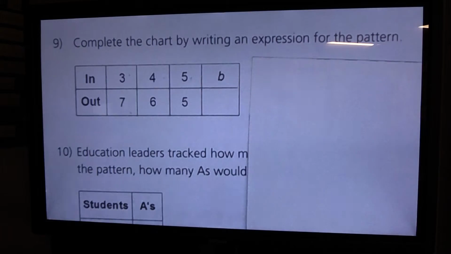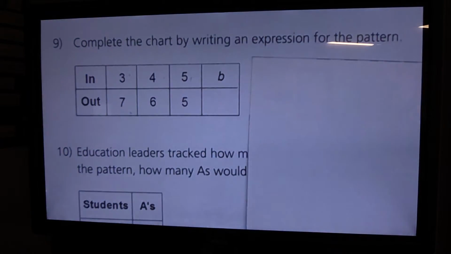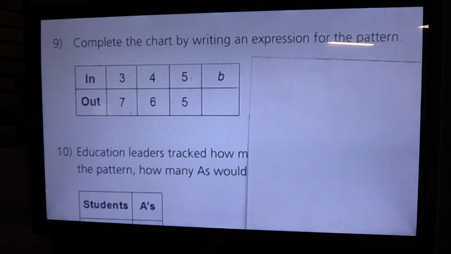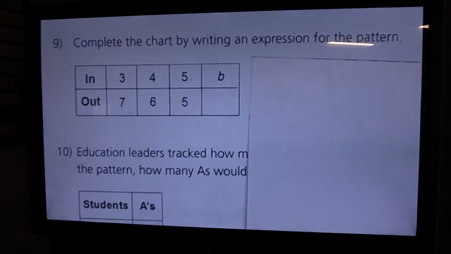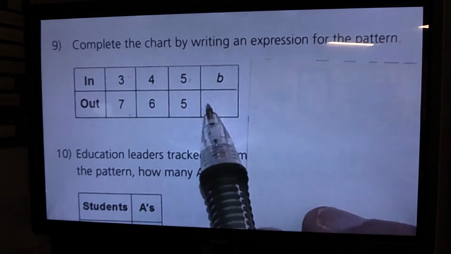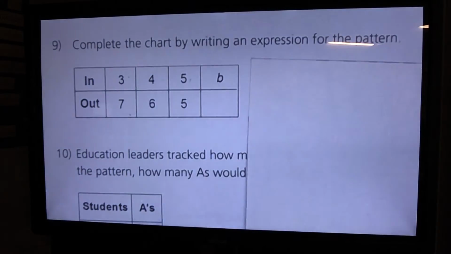Now, there's another way to look at it, if you want to figure out b. Let's say that b equals 6. What will our out be? 4. If b equals 6, our out would have to be 4. If b equaled 2, what would our out have to be? 8. So it looks like, in order to figure out what would go here, we have to do something with b. What do we have to do to b in order to finish out our out part?